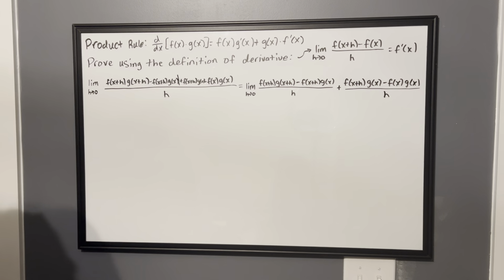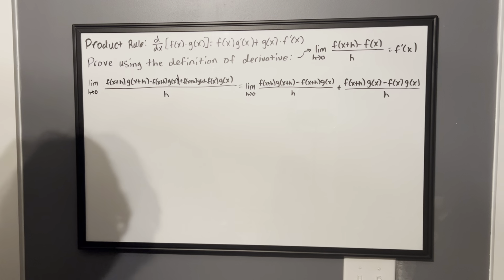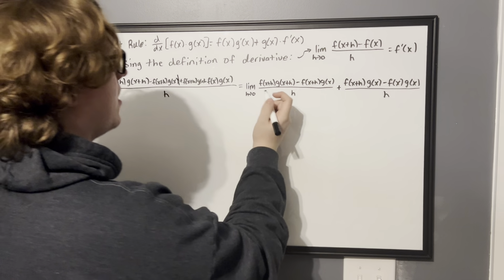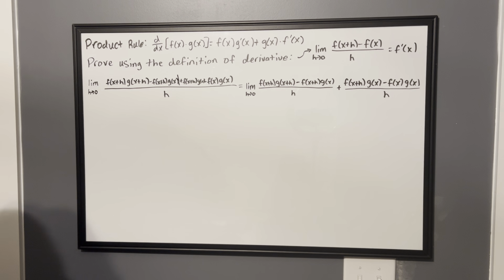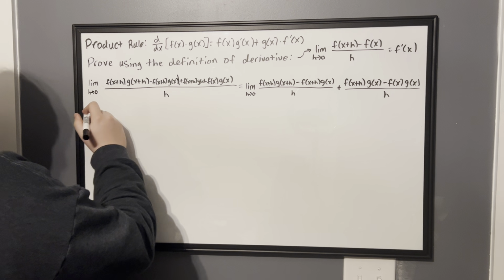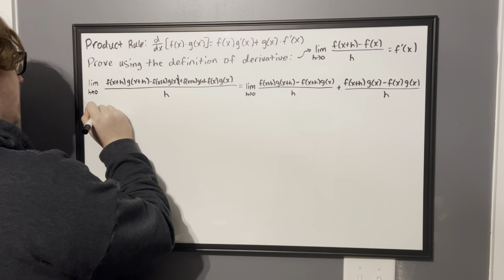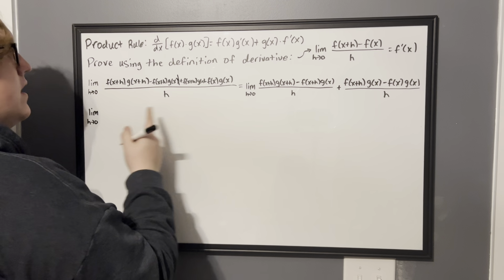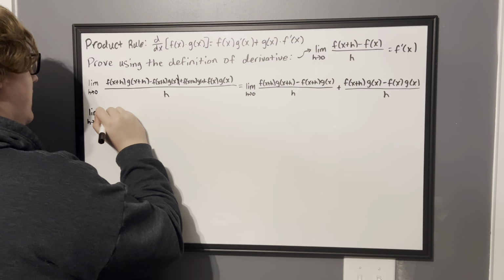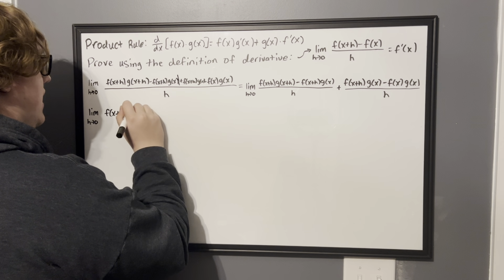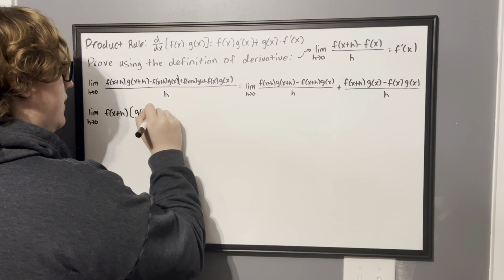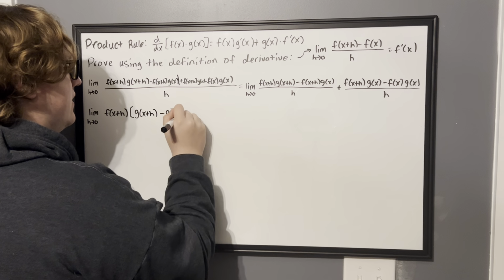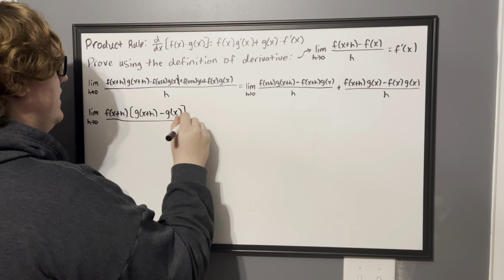So now that we've done this, we're going to manipulate these fractions that we have. We see that in this left fraction, we have a common term of f of x plus h in both terms in the numerator. So we're able to factor out that f of x plus h. So we're going to go ahead and rewrite everything. Now we have the limit as h goes to 0 of, now we're going to factor f of x plus h out. And what we have left over inside is g of x plus h minus g of x. And all of this is over h.